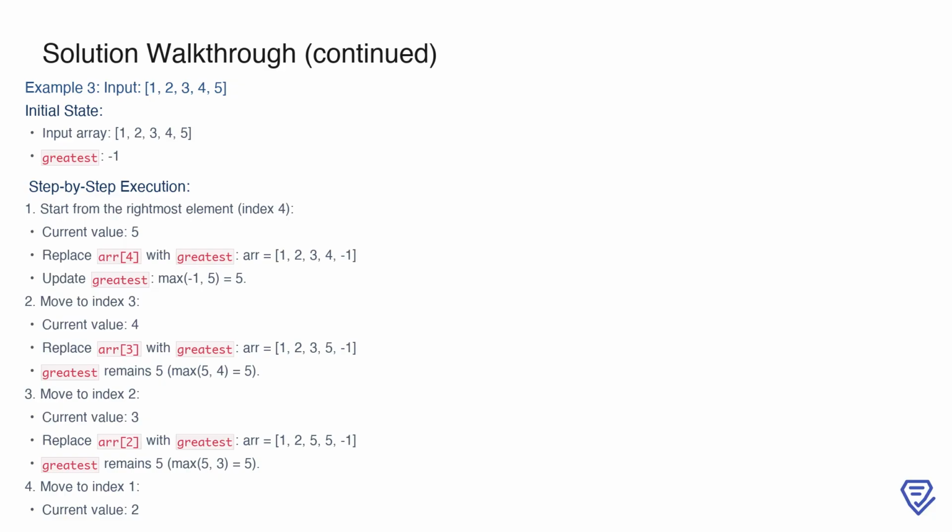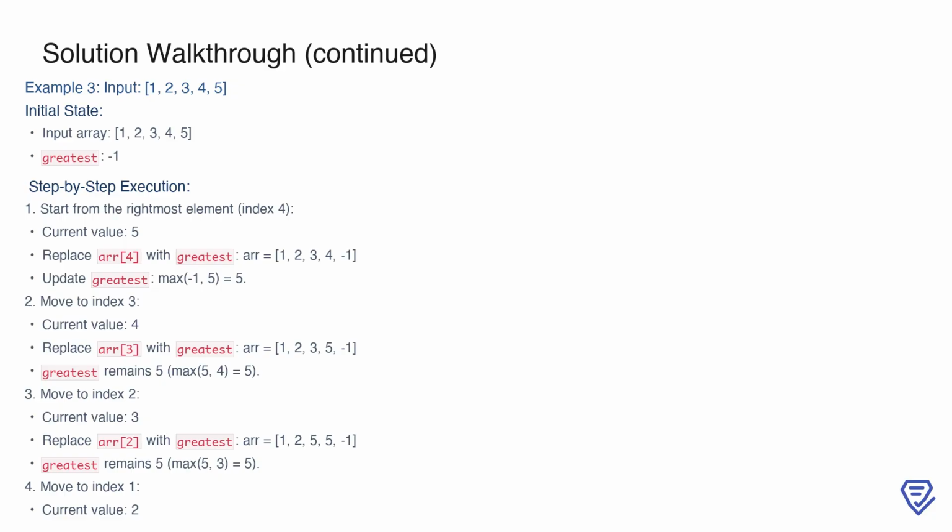Moving to index 3, the value is 4. Replacing it with greatest modifies the array to 1, 2, 3, 5, -1. The maximum of 5 and 4 is still 5, so greatest remains unchanged. At index 2, the value is 3. Replacing it with greatest updates the array to 1, 2, 5, 5, -1. Again, the maximum of 5 and 3 is 5, so greatest stays the same.